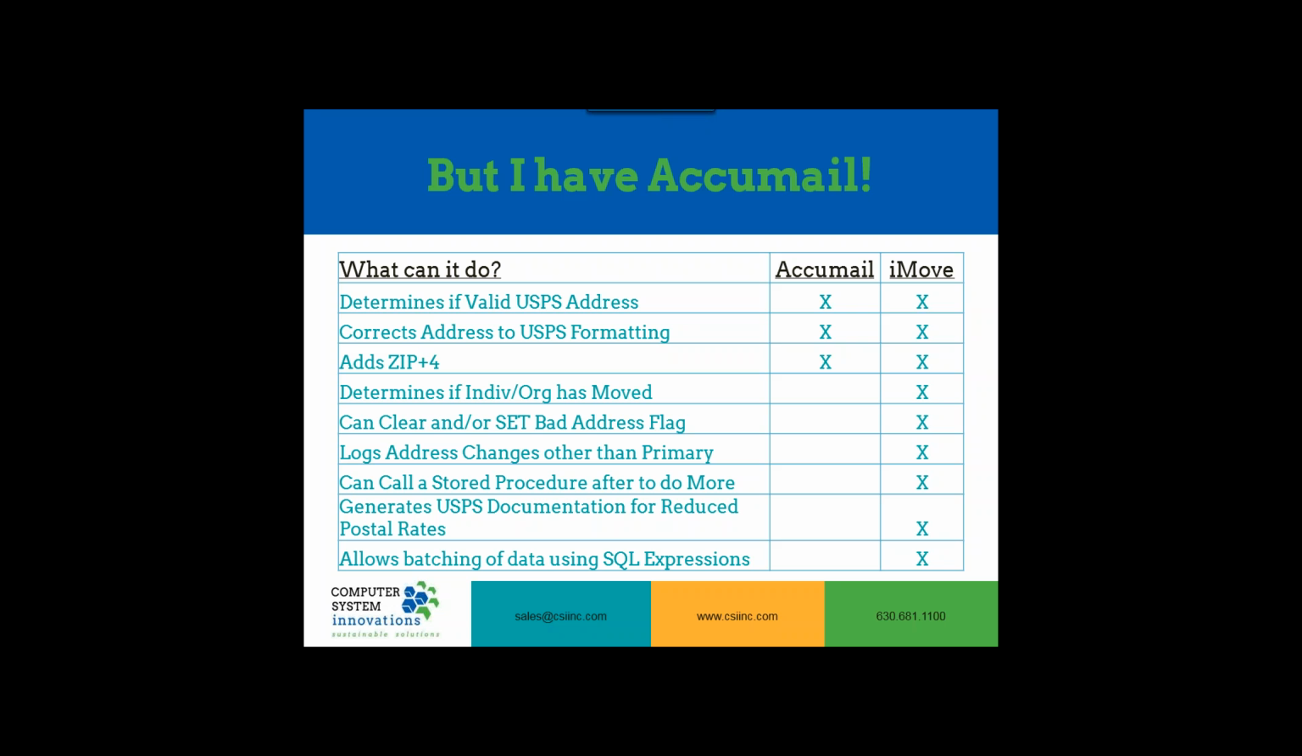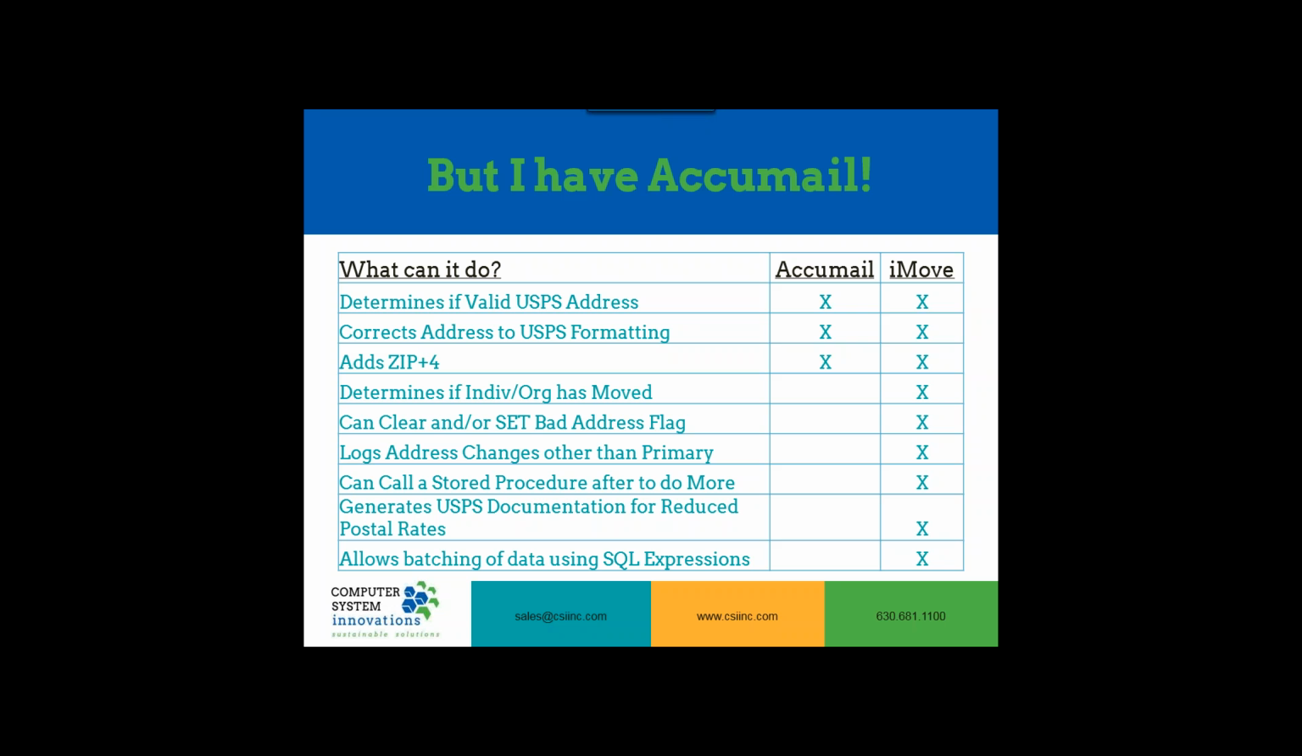Both of them are going to make it into a pretty U.S. postal address. It's going to take out the West and convert it to a W, and take out the Avenue and convert it to Av. Both of them are going to make it look pretty, if you will. And both are going to add the zip+4. Where iMove really starts to excel is, it's going to find out, did that individual or company move? It will clear and/or set your bad address flag. So there's the bad address flag in iMIS. We'll show that in a minute.